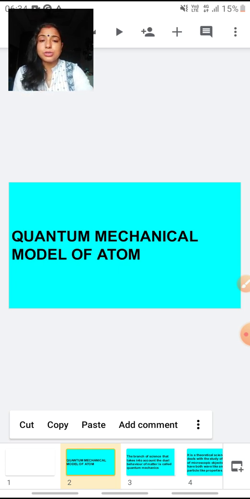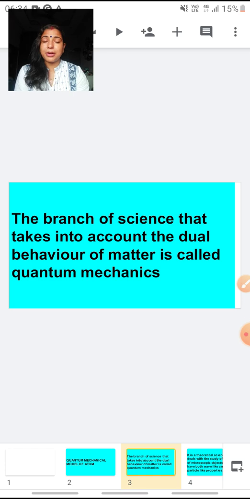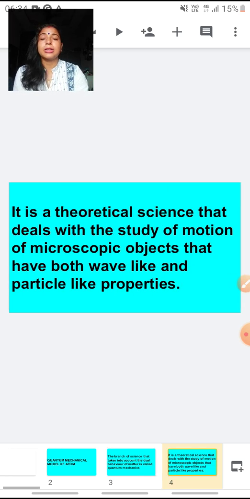Now what is quantum mechanics? It is that branch of science that takes into account the dual behavior of matter, and it is called quantum mechanics. In dual behavior, you all know, that is the wave-like behavior and the particle-like behavior. See children, this dual behavior is a theoretical concept, and it deals with the study of motion of microscopic objects that have both wave-like and particle-like properties.